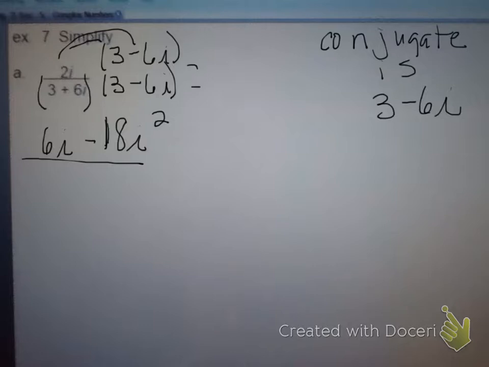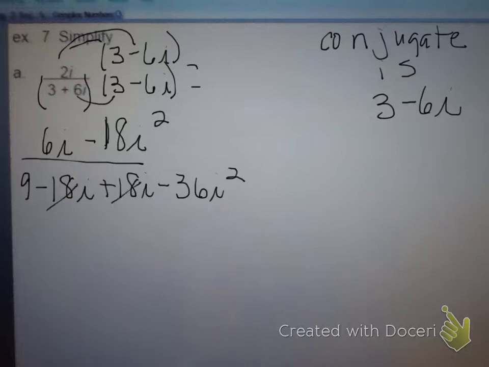Now in the denominator, I'm going to do the FOIL method. That's 9. My outside term is a negative 18i. My inside is a positive 18i. And my last is a negative 36i squared. Now notice my two middle terms went away. When you multiply by the opposite, the two middle terms are always going to go away. So a shortcut, instead of doing the entire FOIL, is just do the first and the last.